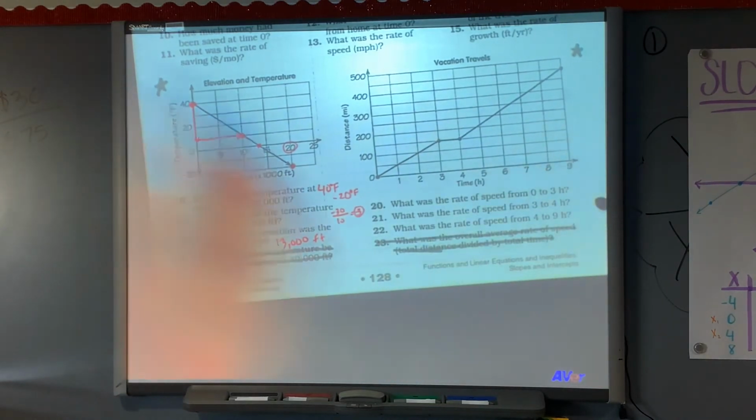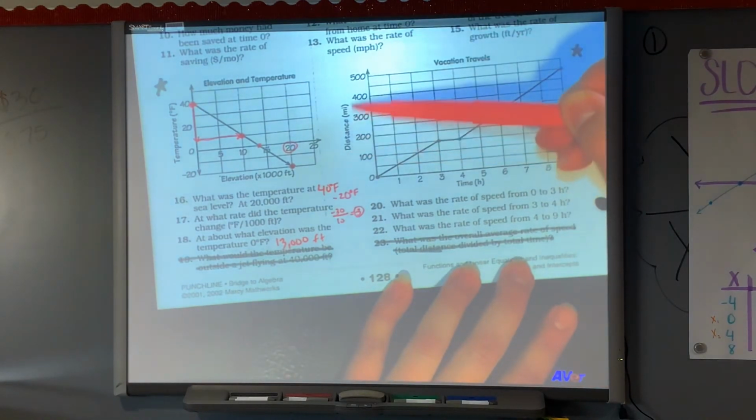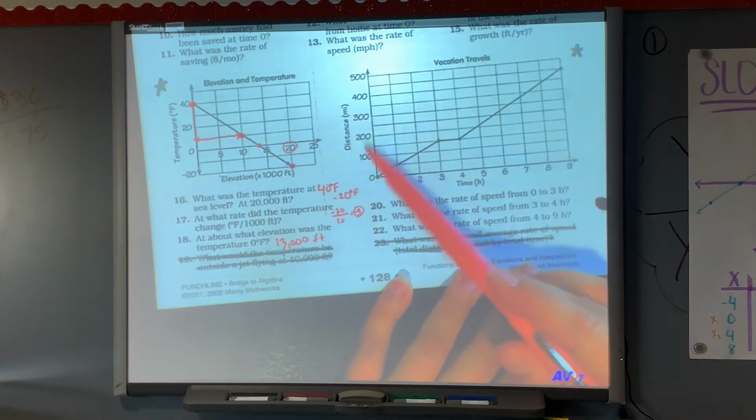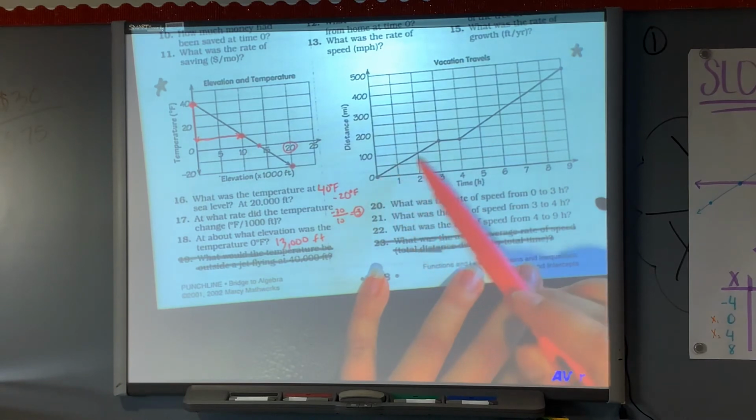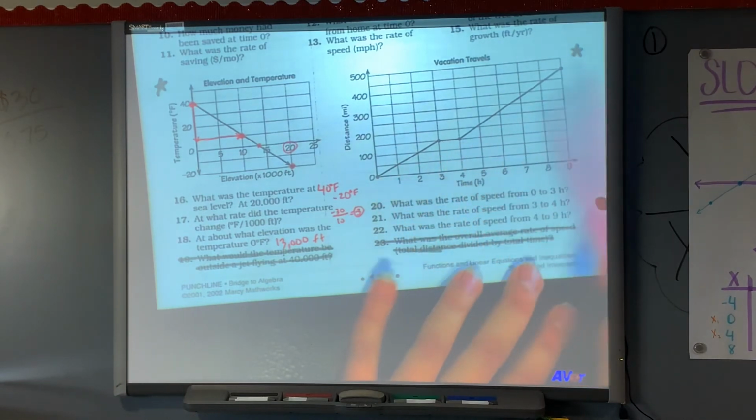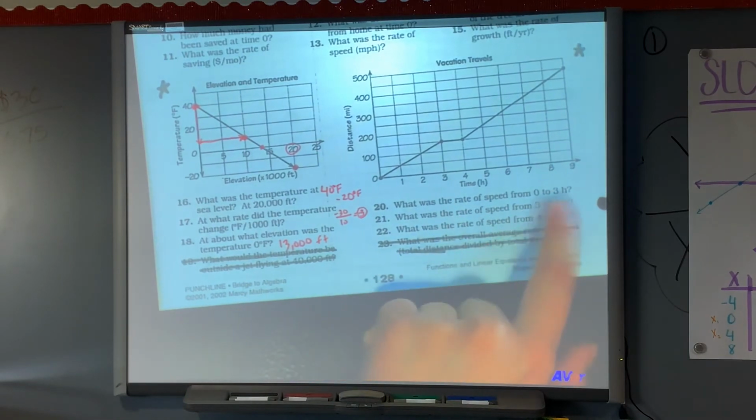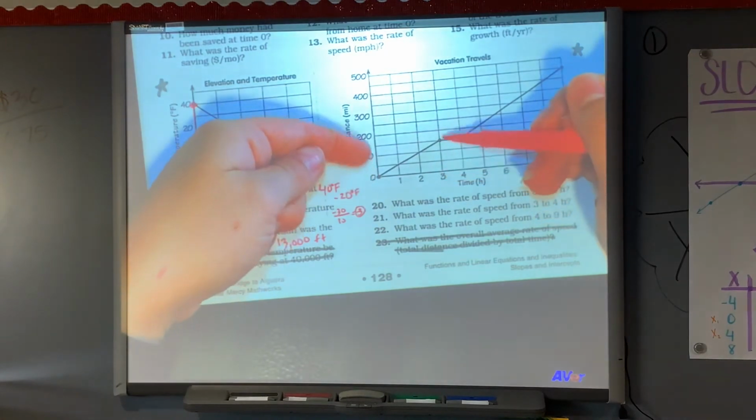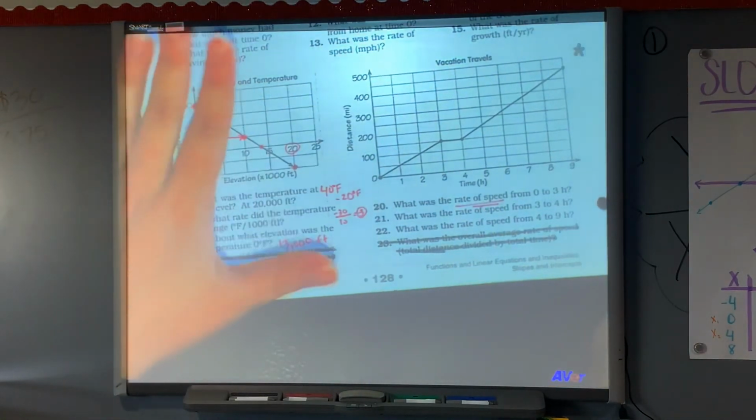All right, let's look at this graph. It has vacation travel. So if the distance goes up, the time gets longer. Interesting. So I guess that these people are traveling, and the further they go, of course, the time goes on, which makes sense. It says, what is the rate of speed from 0 to 3 hours? So in this little range right here, from 0 to 3 hours, we're looking for the speed. The rate of speed is the rate of change, which we consider the slope.